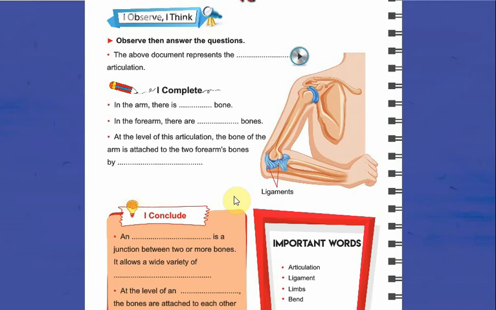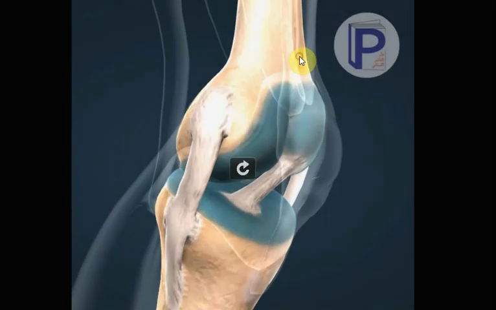As you know, an articulation is a junction between two or more bones. يعني هو نقطة الالتقاء بين two or more bones. Let's watch this video together.